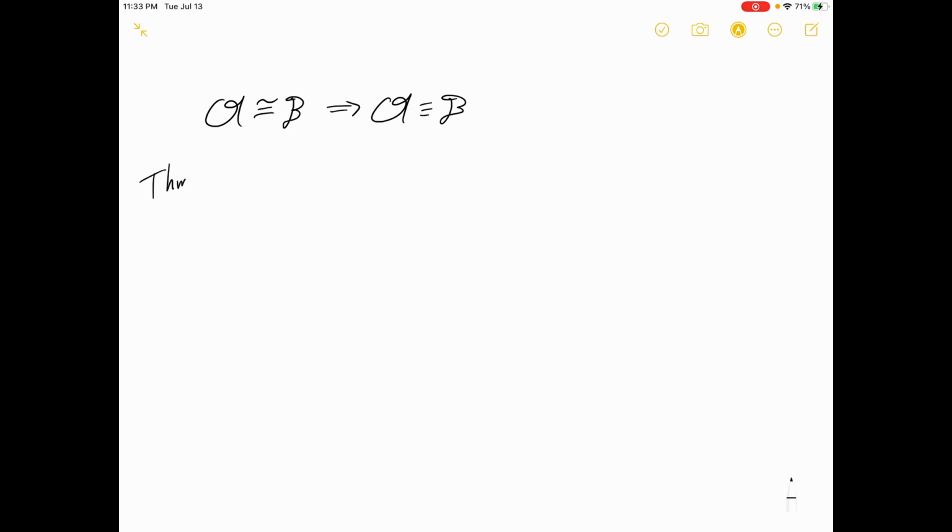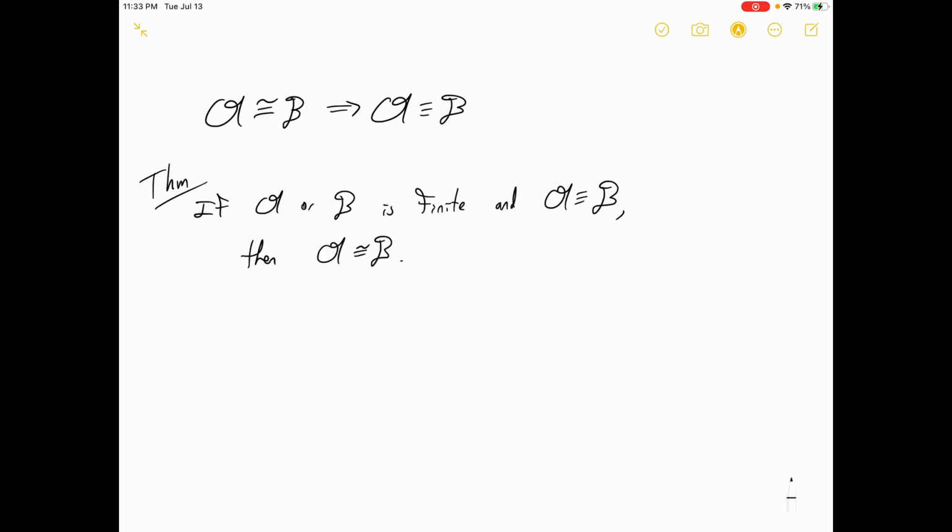So the following theorem is what we seek to prove: if A, and I'll say A or B, is finite, and A is elementarily equivalent to B, then A is isomorphic to B. So this phenomenon that the implication can be reversed, it's always true for finite models. And I say A or B because you can express a model being finite in first order logic, so if one is finite and they're elementarily equivalent, then they're both finite.